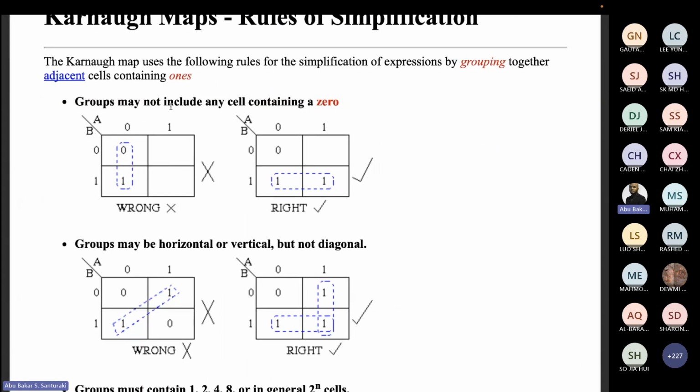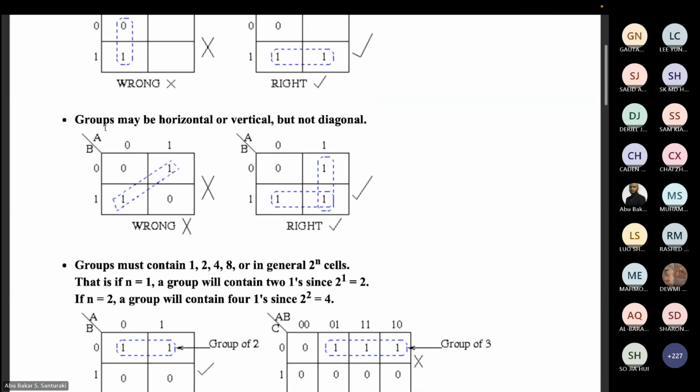So we only care about the ones. So we can have a group of ones. This is right. We cannot have one grouped with a 0. That's wrong. Cannot. Rule number 2. We can group objects vertically or horizontally, but not diagonally.